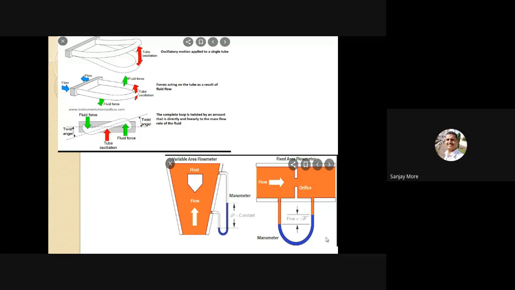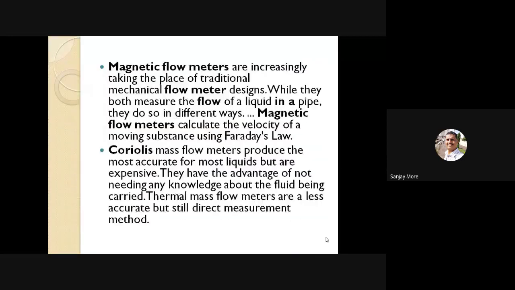Good morning to all. In yesterday's lecture, we covered the mass flow meter. Only two points are remaining in that chapter. This is the Coriolis meter, which is one of the types of flow meter, and the magnetic flow meter.